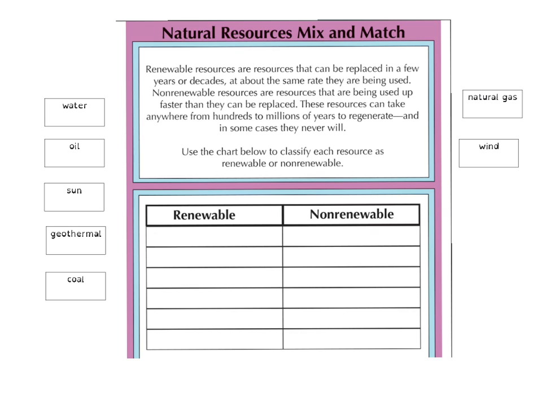So, renewable resources are resources that can be replaced in a few years or decades at about the same rate they are being used. Non-renewable resources are resources that are being used up faster than they can be replaced. The resources can take anywhere from hundreds to millions of years to regenerate, and in some cases, they never will. So we're going to look at some of these resources, such as water, oil, sun, geothermal, coal, natural gas, and wind, and determine if they are renewable or non-renewable.